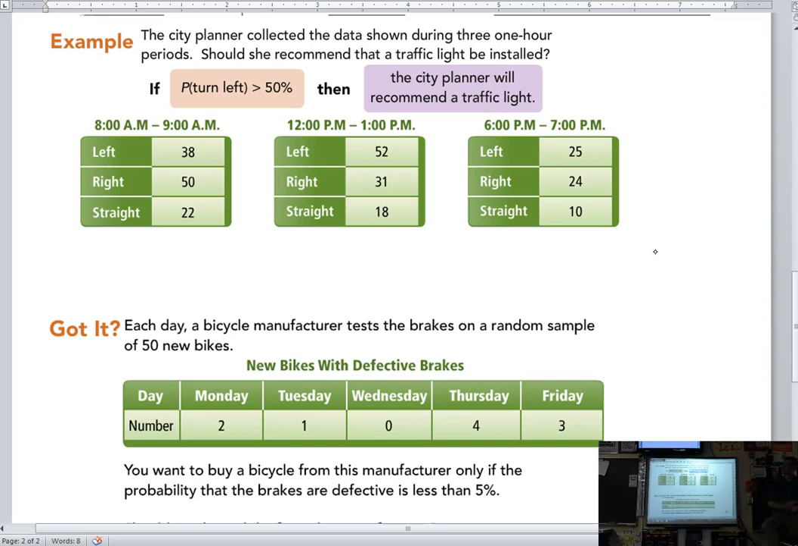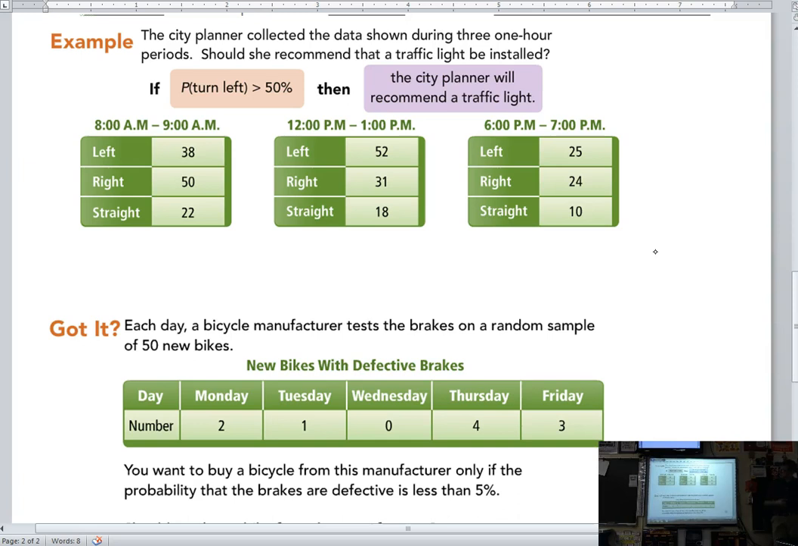So, here's the question. If the probability of turning left is greater than 50%, then they think that a stoplight should be installed. If the probability of turning left is less than 50%, stop signs are okay. The traffic can manage itself. There really is a mathematical difference between how traffic can flow through stop signs and through a stoplight. Sometimes stop signs are better, sometimes stoplights are better. And they don't do it to be evil and make your drive take a long time. City planners try to strategically make your drive as efficient as possible.